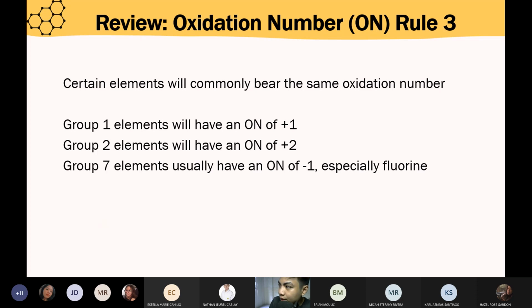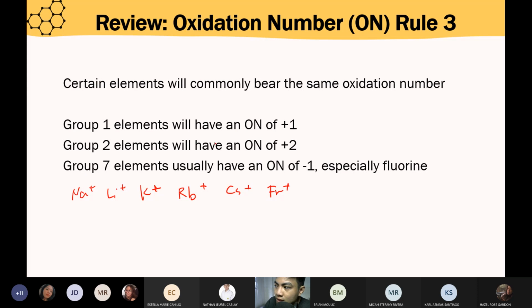Rule number 3, ano naman to? Sabi dito sa rule number 3, certain elements will commonly bear the same oxidation number. Okay? So, for example, group 1 elements, okay? They usually have an oxidation number of positive 1. So, ano yun? Mga sodium, lithium, potassium, rubidium, cesium, francium. Okay? So, those are the group 1 elements and they always have a positive 1 charge.